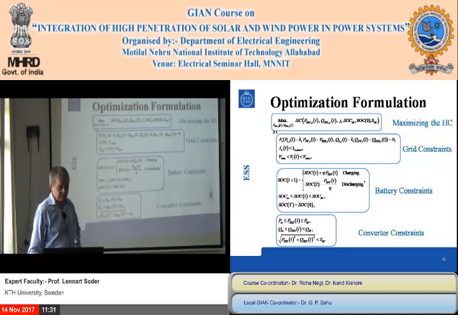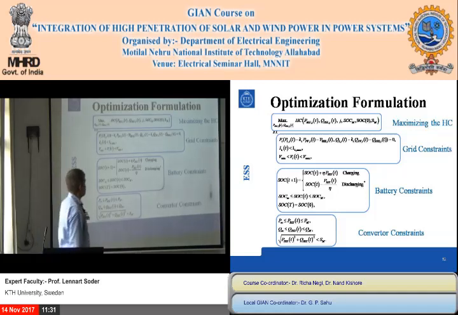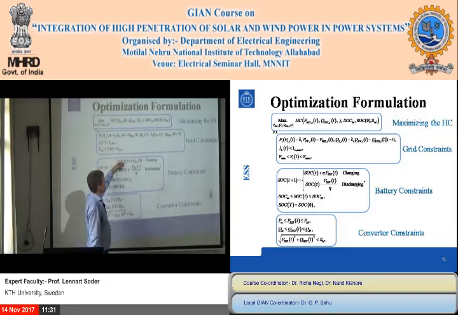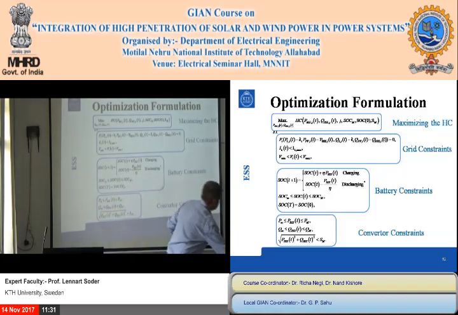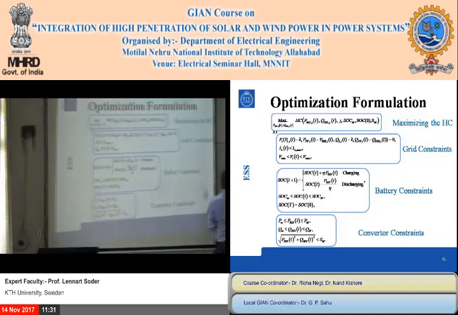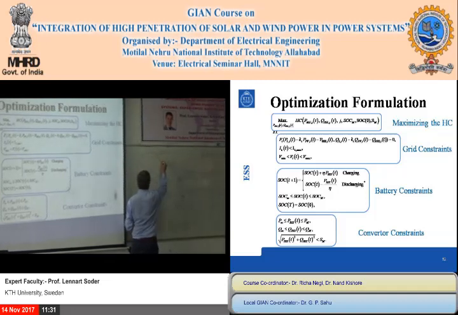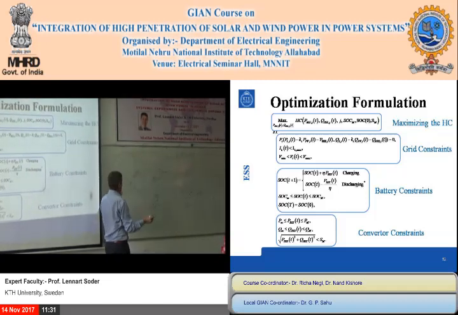So the battery state of charge depends on the state of charge at the end of the hour and the state of charge at the beginning. An issue with the battery charging, you must of course remember, is that this is so-called deterministic planning. We know that the loading is like this, or sorry, the voltage will become like this.